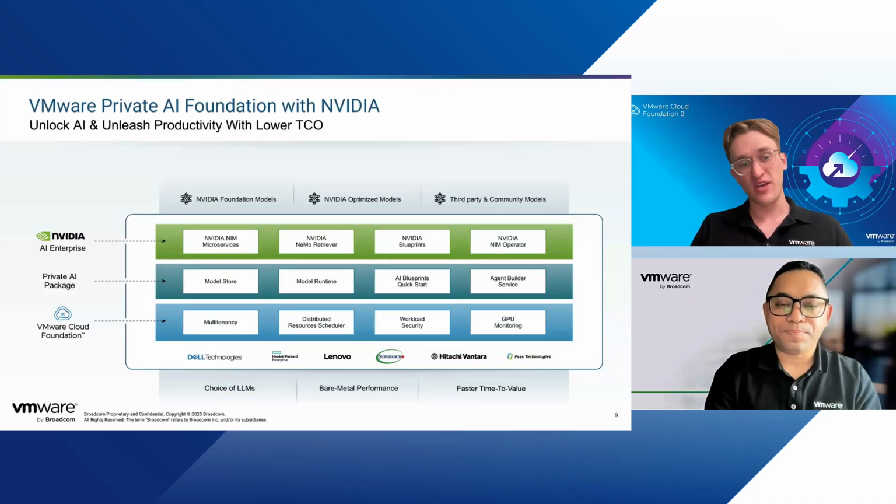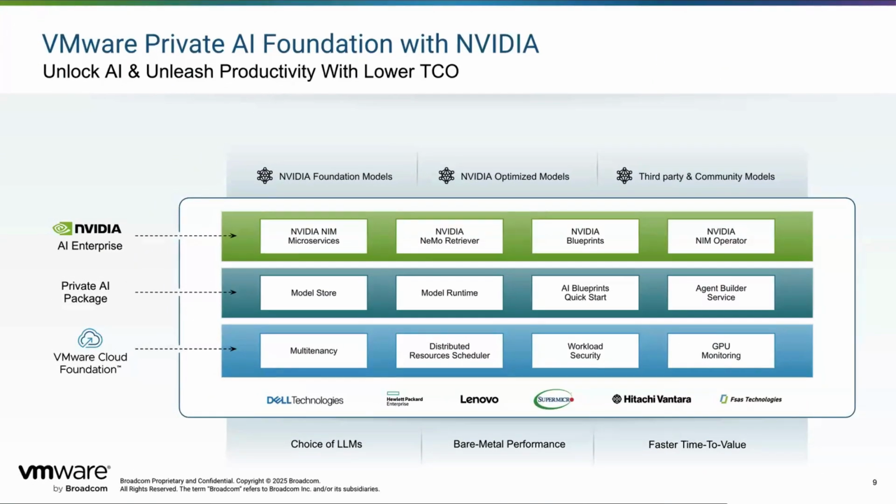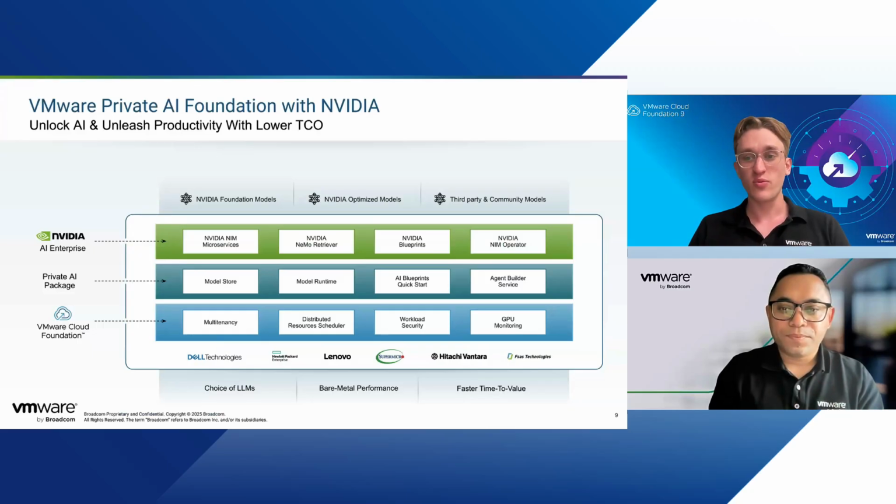So we have the VMware Cloud Foundation components around multi-tenancy, resource scheduling, workload security, the GPU monitoring and operating the infrastructure. And then on top of that, we have all of these private AI capabilities for delivering complex infrastructure objects, storing models, delivering models, as well as agents. And then on top of that, we have a rich set of software services from NVIDIA for delivering NIM, inference microservices, blueprints for different types of workloads, and more.